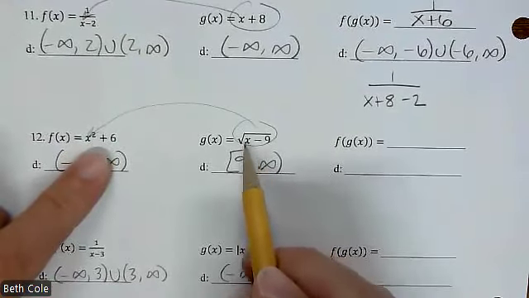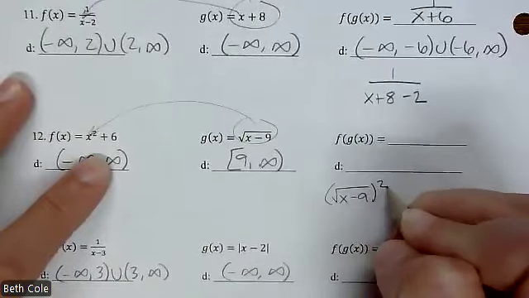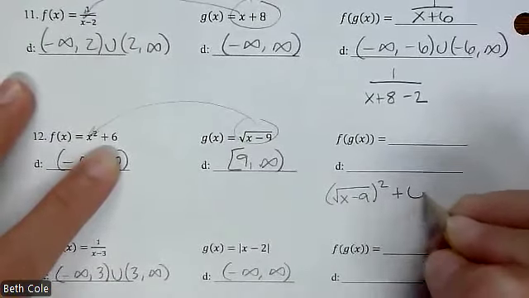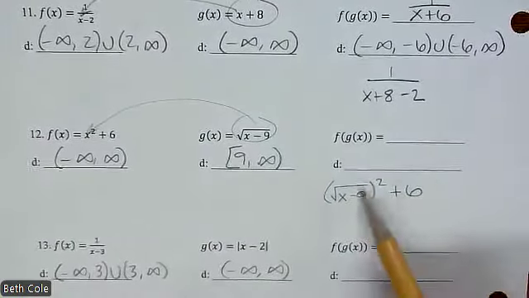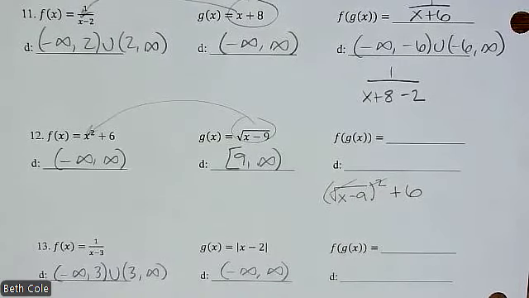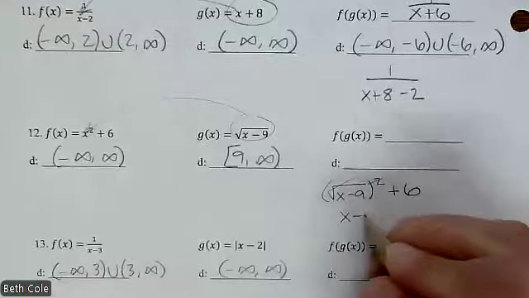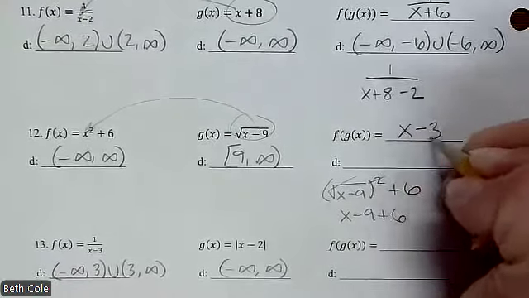So this is going to give you square root of x minus 9, squared. Here, I'll show you what that'll look like. And then plus 6. Just took this, plugged it in over here. Now those are going to cancel because why? It's on the whole thing. So you end up with x minus 9 plus 6, which would be x minus 3.